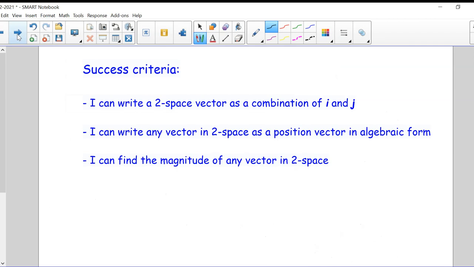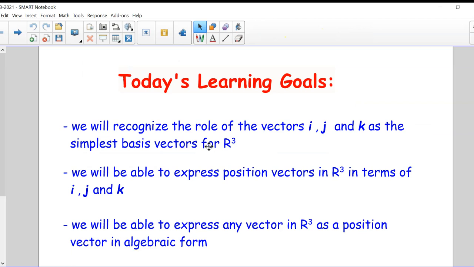Okay, so that's it for R squared. That wasn't too hard. I can write a two-space vector as a combination of i and j. I can write a vector in two space as a position vector in algebraic form. I can find the magnitude of any vector in two space. Let's move along to three space. So move out of two-dimensional space and into three-dimensional space.